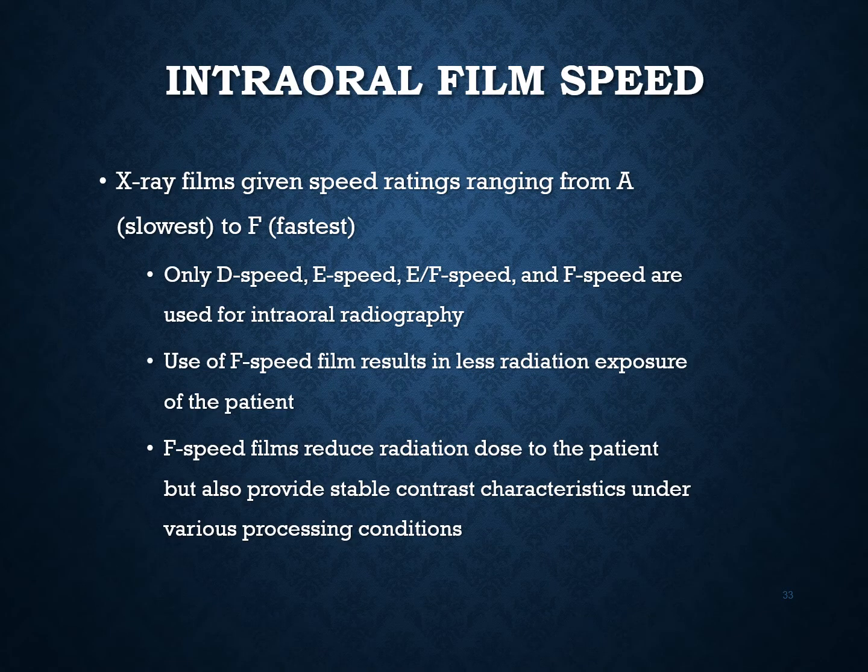Okay, so the different intraoral film speeds. They come in a range of speed from A, which is the slowest, to F, which is the fastest. It has D speed, E/F speed, which is a combination of E and F, and F speed, which are used for intraoral radiography. The use of F speed film results in less radiation exposure for the patient. F speed film reduces radiation dose to the patient, but also provides stable contrast characteristics under various processing conditions. This is important to remember, that any faster than F would be good, right? But we may not get a very diagnostic image.